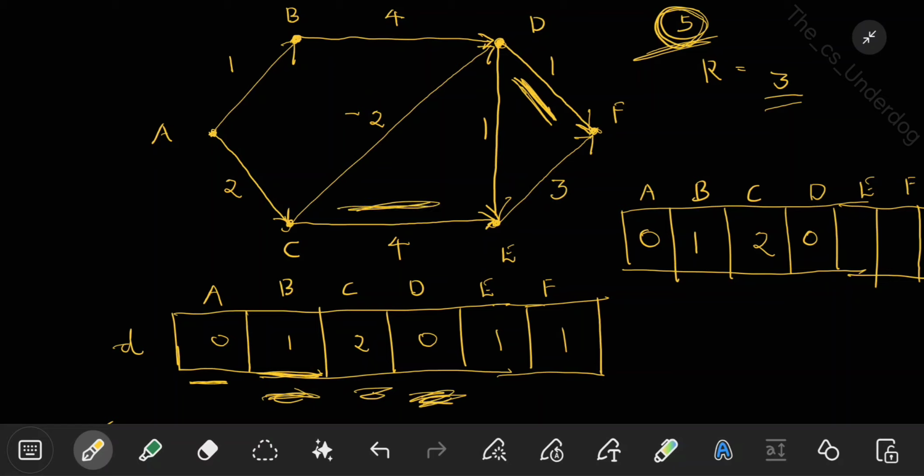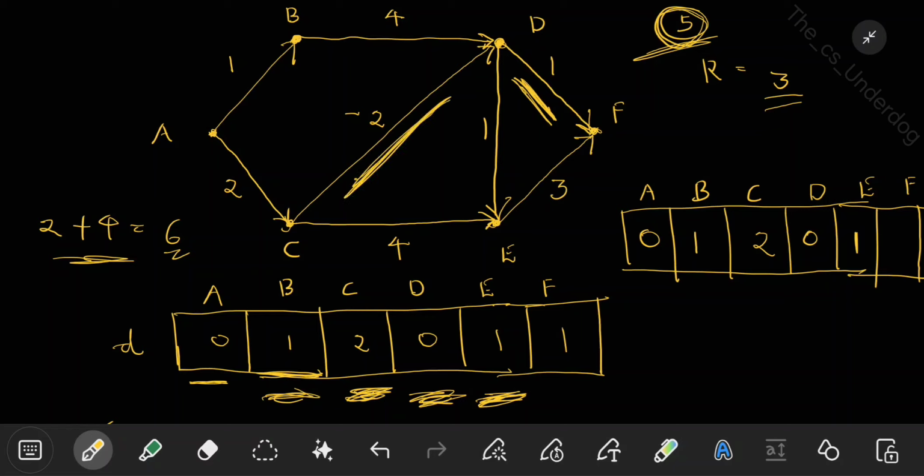Next I'm going to relax CE. What happens? Existing distance to C is 2. So 2 plus CE is 4, that is equal to 6. But what about existing distance to E? It is 1. 1 is better. So I'll update 1 only. So basically this relaxation I didn't take into account. I updated the previous value.